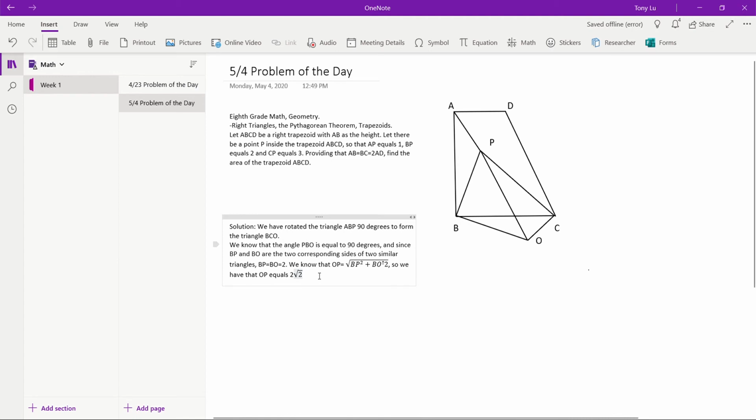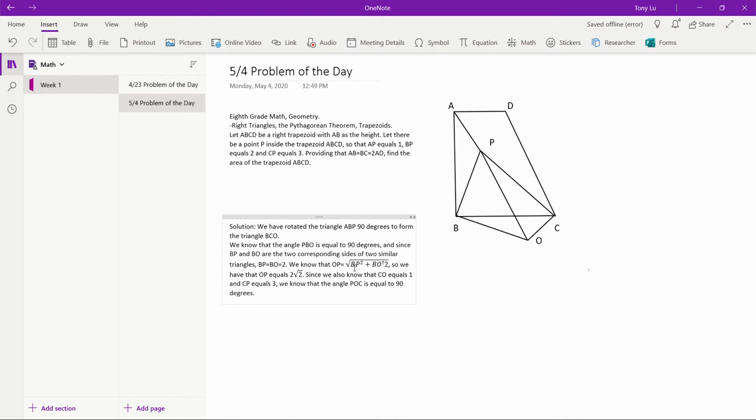So we know this, and we can also devise an important fact from this. Since we also know that CO equals 1 and CP equals 3, we have a coincidence, or it might not be a coincidence, that CO squared plus PO squared equals PC squared, since the square root of 8 squared plus 1 squared equals 3 squared, which is 9.